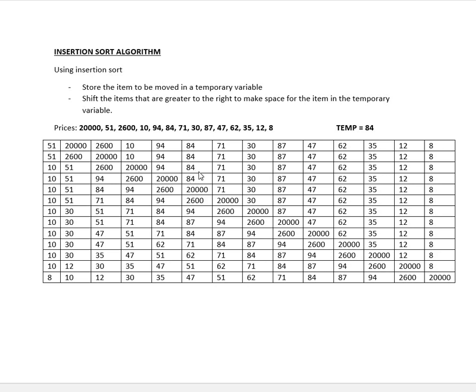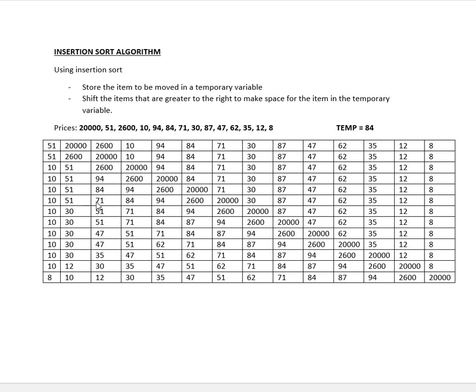Next, we'll take 84, place it in the temporary variable, and we would decide where this should go. So 84 is greater than 94, but it's less than 51. So it goes right here where the 94 used to be, and everything else would have been shifted to the right. The next number that we look at is 71.